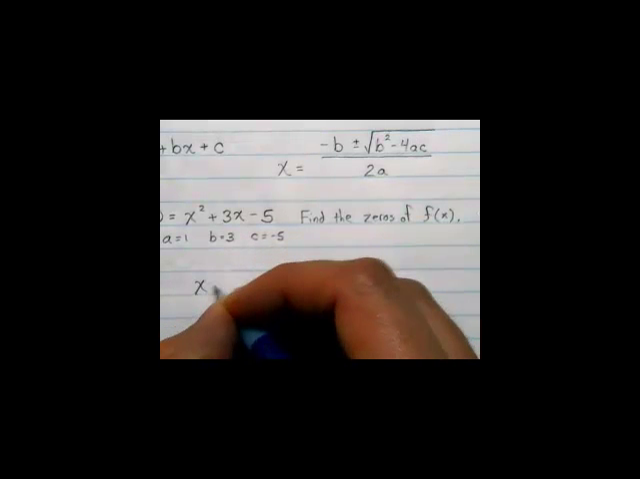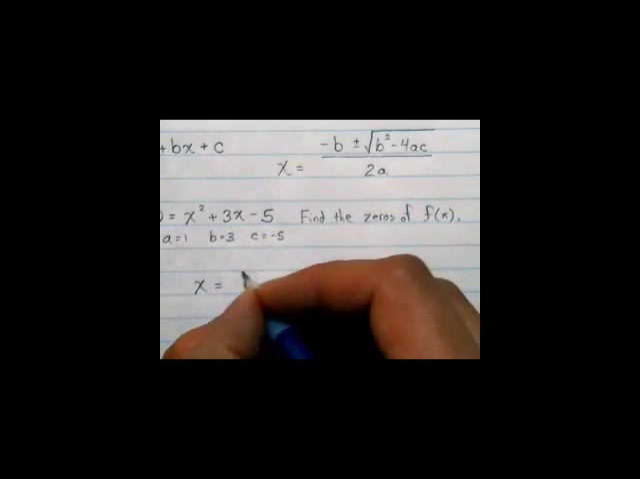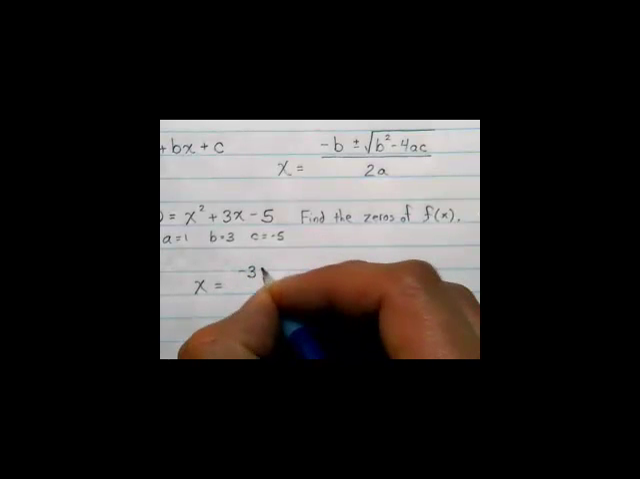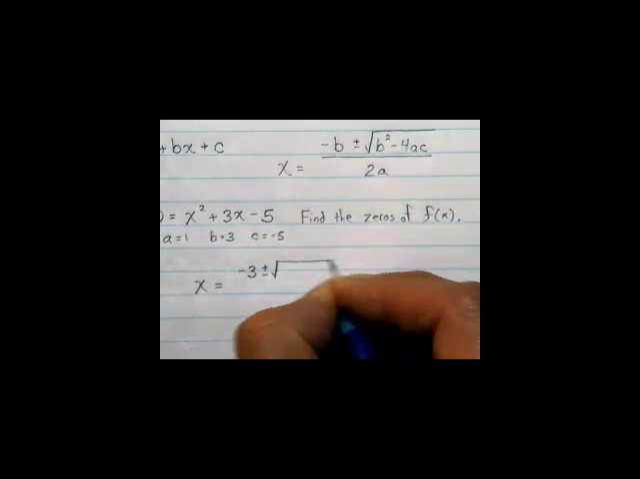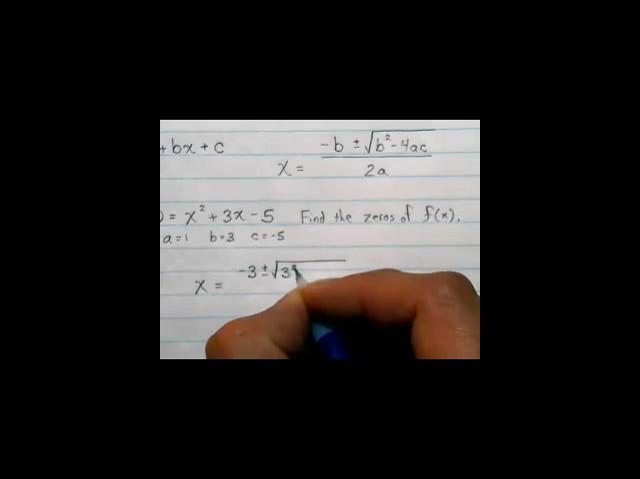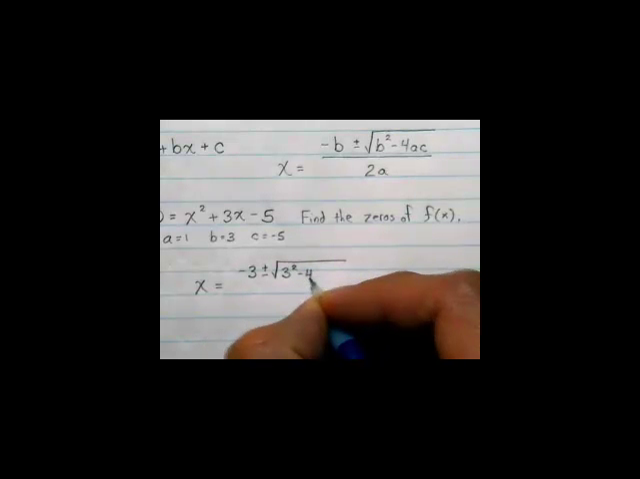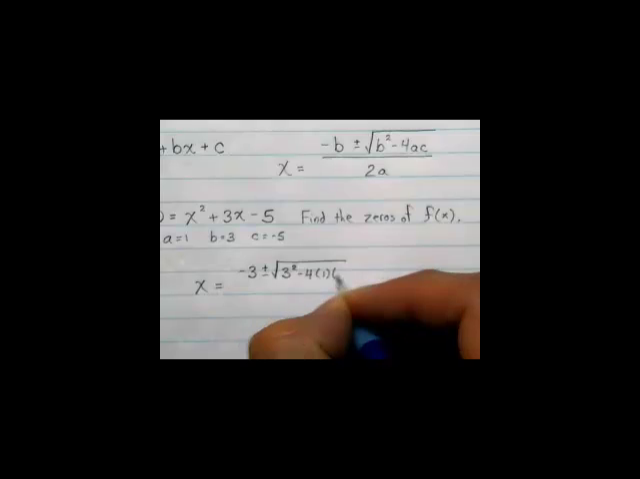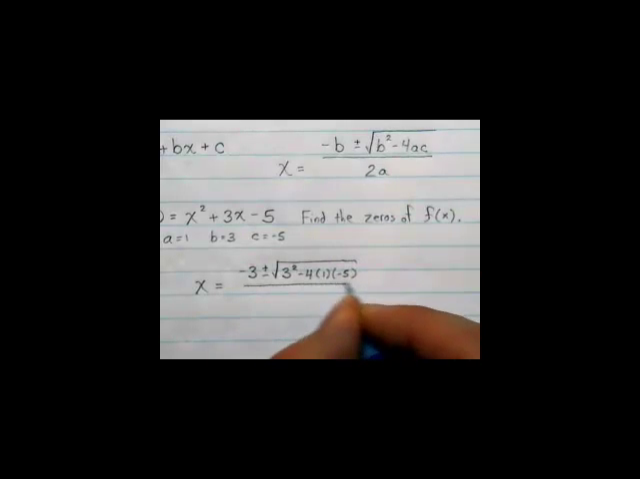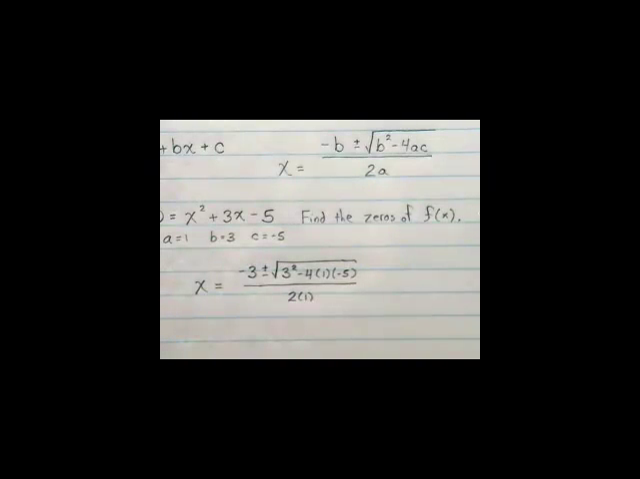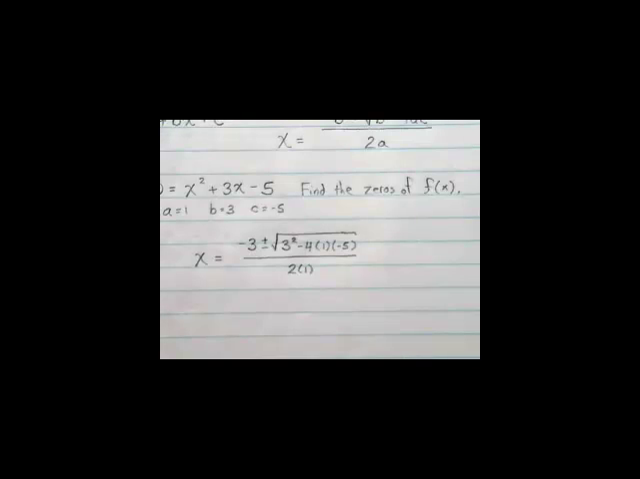So let's say we got x equals then negative 3 plus or minus the square root of 3 squared minus 4 times 1 times negative 5, all divided by 2 times 1. Okay, so like I said, I just put the a, the b, and the c where they go, into there. And then now let's simplify it.